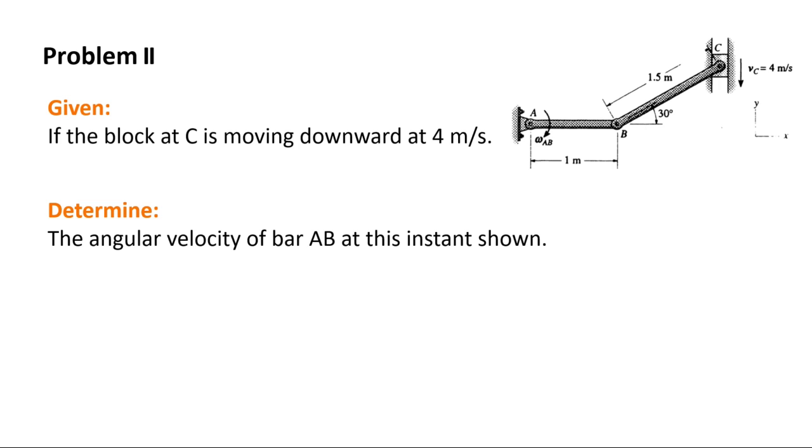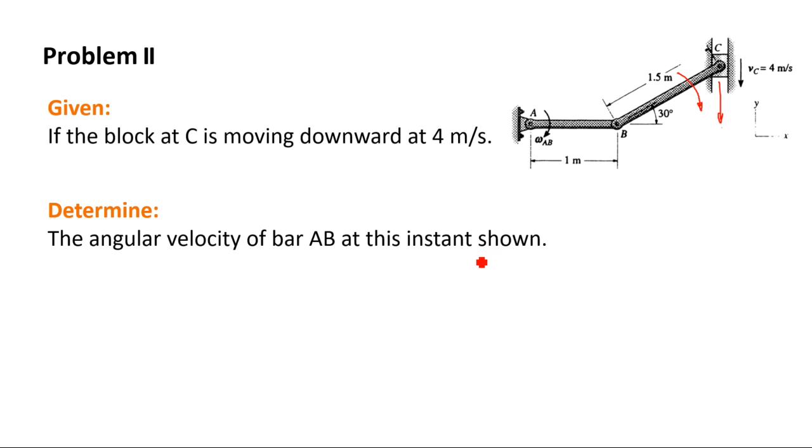Now for problem number 2 for the relative velocity equation, we have a mechanism of two links connected to a slider. The slider C is going downward with a velocity of 4 meters per second. By moving in this direction, it takes the link BC to a clockwise movement, and this is going to take the link AB in the clockwise direction omega.